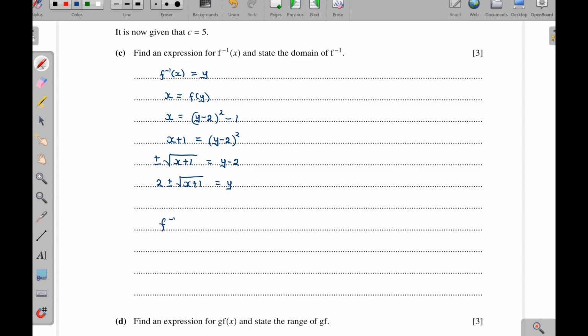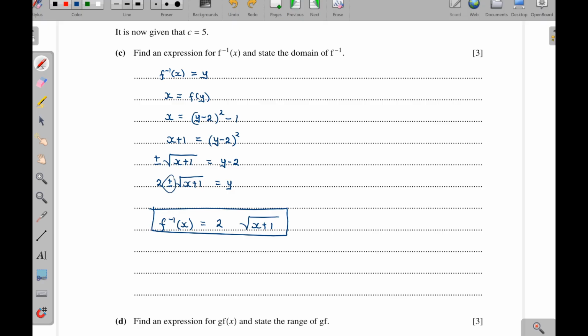Now, the inverse of the function here will be equal to 2, then we have a square root here of x plus 1. Okay. Now, here you have to choose a sign. Do you take the plus or do you take the minus? You don't write plus or minus here because a function is said to have an inverse only if it is 1-to-1, like I've said before.